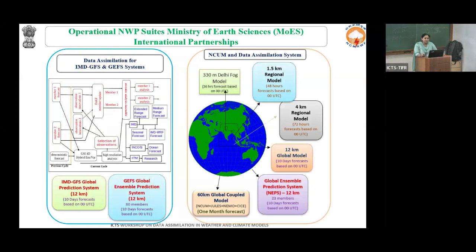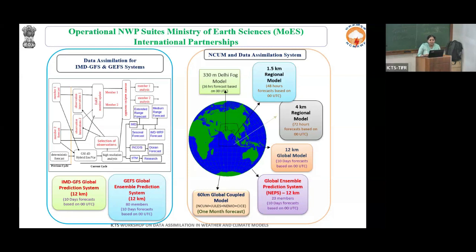As I already mentioned, we are the operational assimilation center for the Ministry of Earth Sciences. So we run the assimilation for two global models. One is the NCEP based GFS system, and another one is the UK Met Office based unified modeling system. The GFS system is the IMD's forecast model, but IMD considers all the models, not only the GFS system. They consider the NCMRWF unified modeling system, then they consider the JMA, ECMWF. So their forecast is not based on a single model, but they consider multiple models.